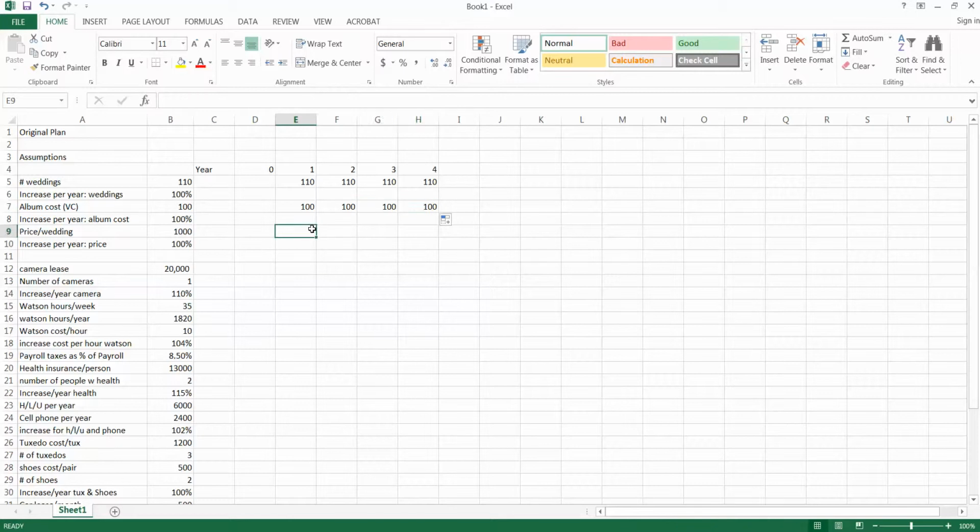Finally, we've got our price per wedding. For year 1, it comes straight from our assumptions, and for year 2 and beyond, you want your prior year times your increase per year. And we want to anchor that so that we can copy this formula over. We do that, and then we're able to copy it over.